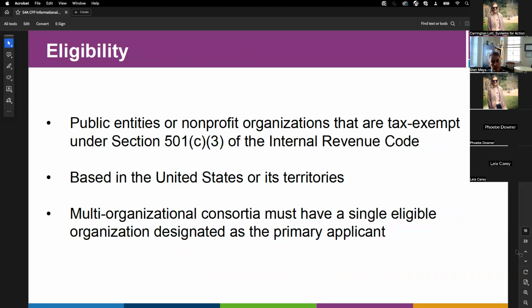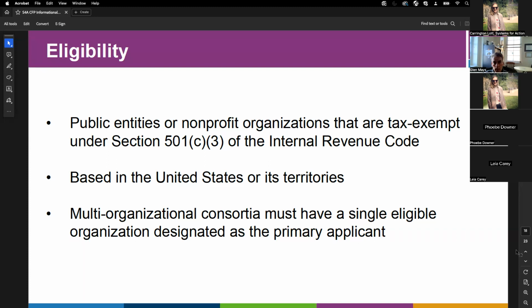A few more details. Number 1, very important: who's eligible to apply as an applicant organization. The eligibility criteria are described here on this slide and also in the funding opportunity brochure. To be a lead applicant organization, your organization needs to be a public entity, a government entity, or a tax-exempt nonprofit organization under the 501(c)(3) IRS code. Additionally, your organization needs to be based in the U.S. or one of the U.S.